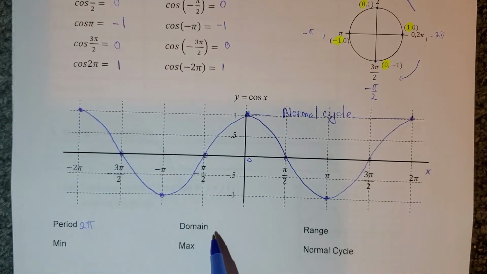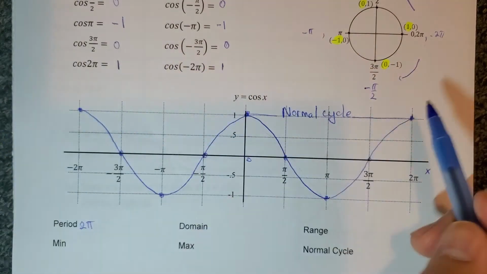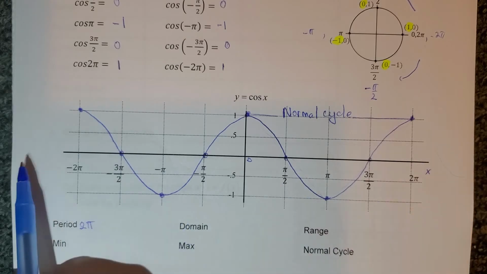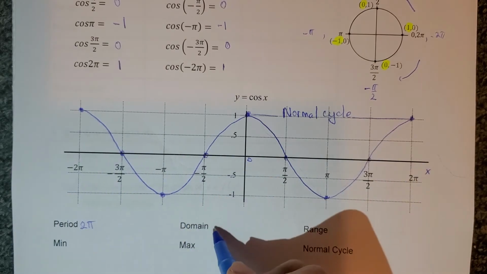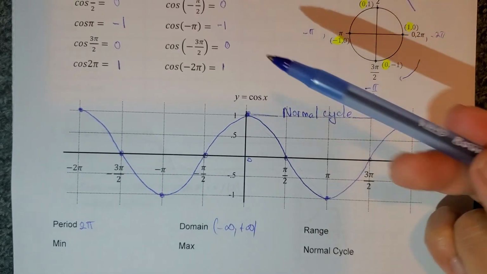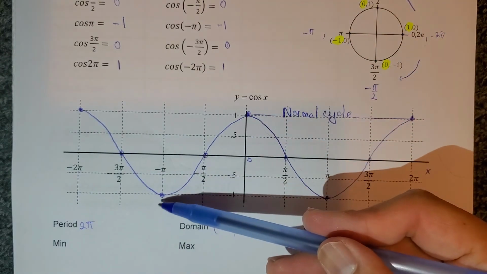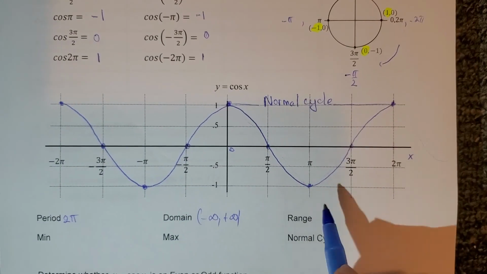Okay, and domain, so imagine this one keeps going like this, keeps going forever, and this one keeps going forever. Domain is from left to right on the x-axis. So your domain is going to be from negative infinity to positive infinity. And the range, right, it's the same thing as your minimum comma your maximum. So the lowest point here, which is negative 1.